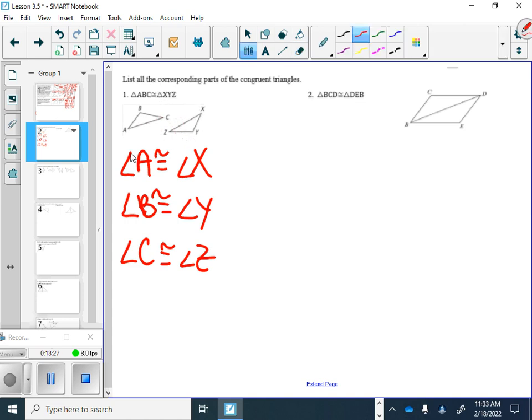Now let's talk about our sides. Alright, which side, based on the name, is congruent to AB? XY, good. First two letters, XY. So AB and XY are congruent to each other, so give that one tick mark.